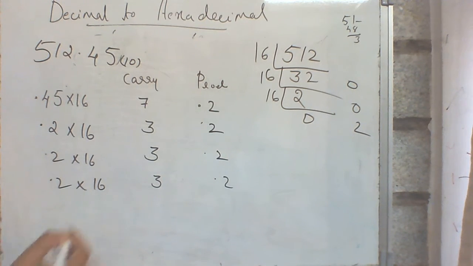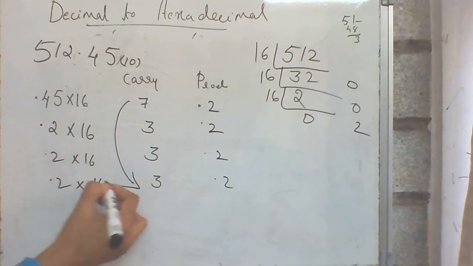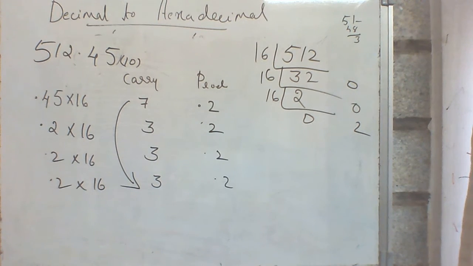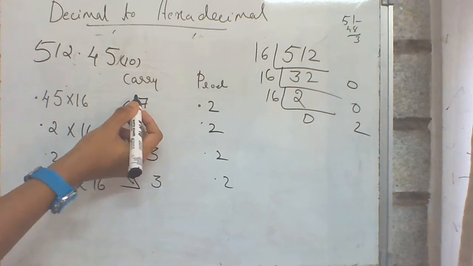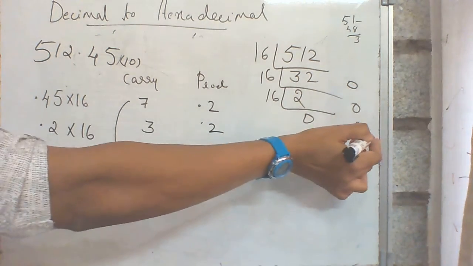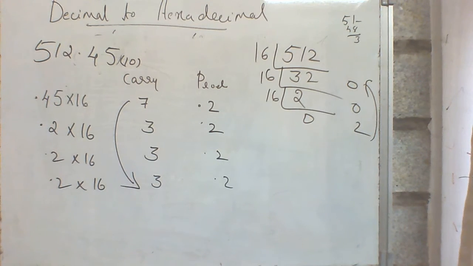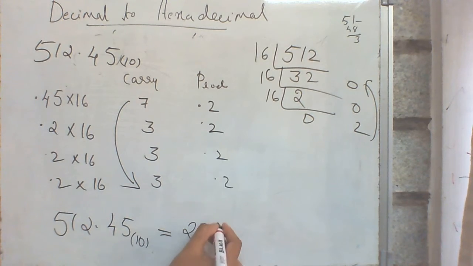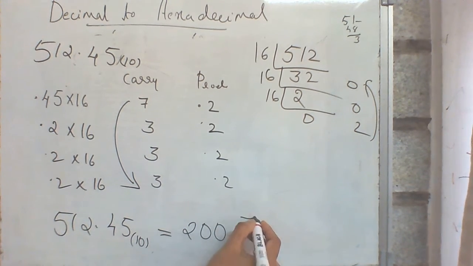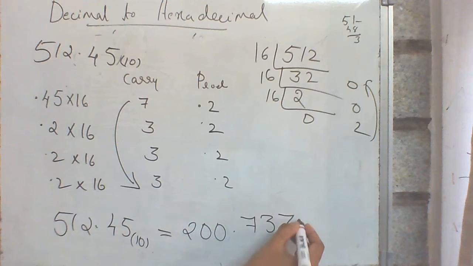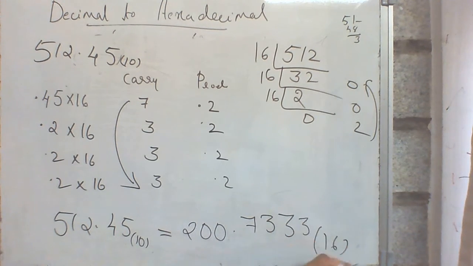Okay. Then how can you write? The first carry will be the MSB and the last carry will be the LSB. So we need to write from up to down, not from down to up as with the whole number part. Then 512.45 is equal to, what is the answer? 200.7333 base 16. This will be the answer.